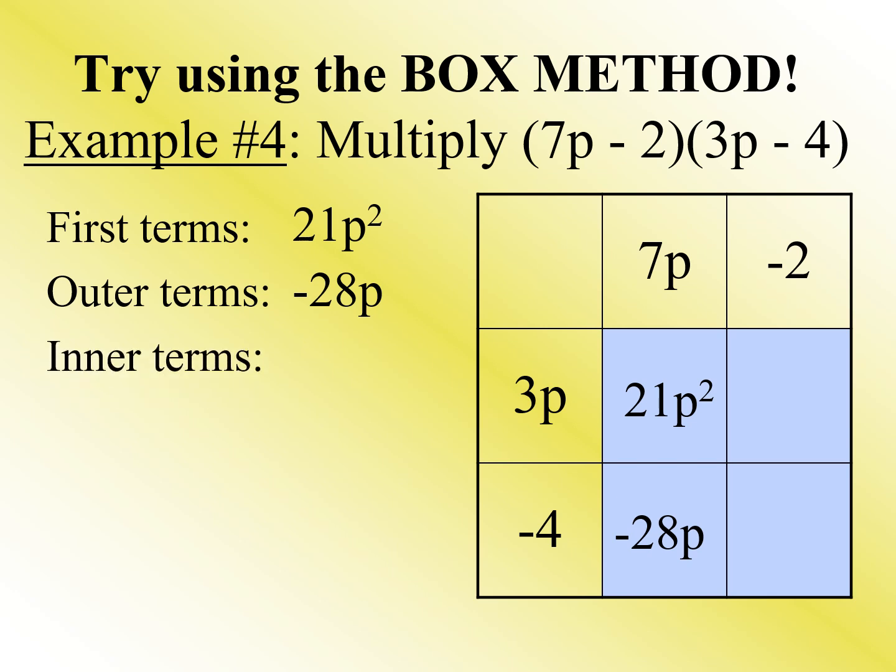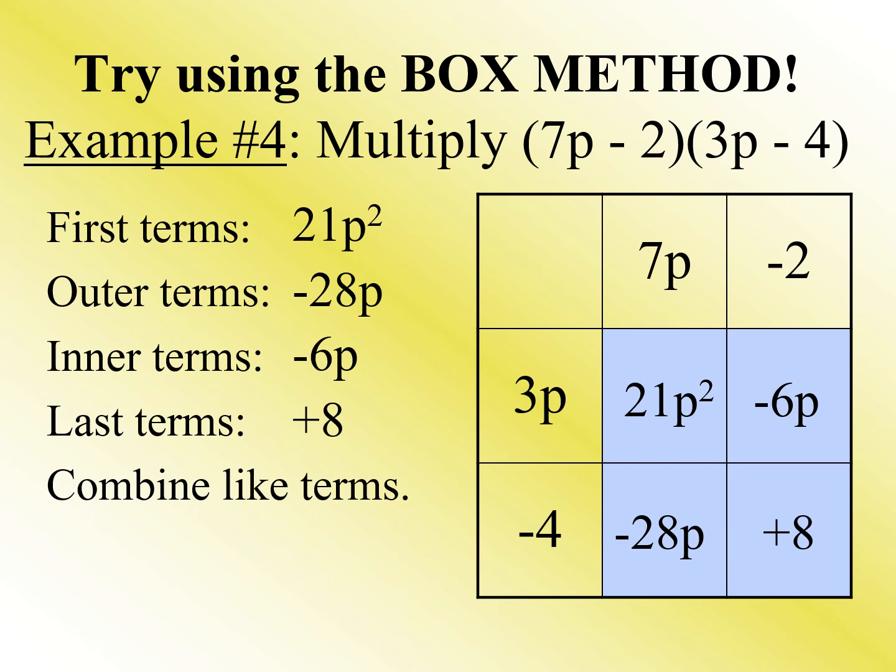And we have our inner terms. So negative 2 times 3p, that is negative 6p. And of course, our last terms, negative 2 times negative 4. Both signs are negative. Okay, so if we multiply, that will give us a product of positive. So 2 times 4 is 8. So the product for the last terms will be positive 8. So we try to be keen again. We check if we have like terms here. So we have, yes, negative 6p and negative 28p.